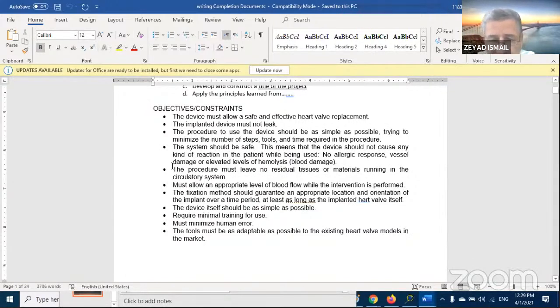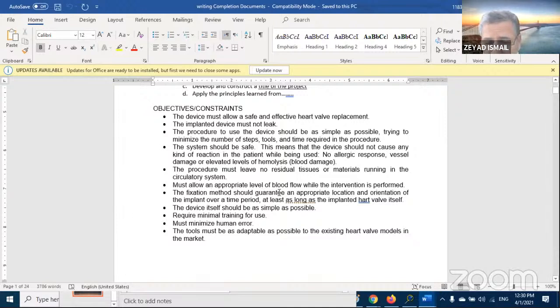Vessel damage or elevated levels. Maybe the student is working with some chemicals, and these types of chemicals are dangerous, so he should be aware of all of these. The procedure must leave no residual tissues or material running in the circuitry system. When he's preparing his prototype, I mean, maybe his wiring connection might look clumsy, but it should be all neat and well designed.